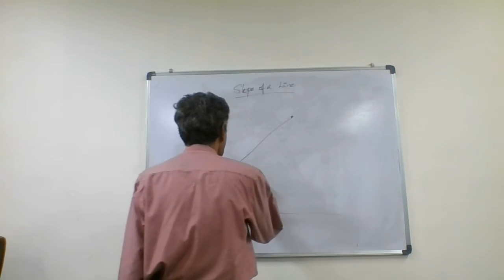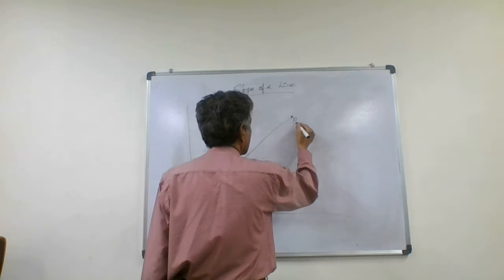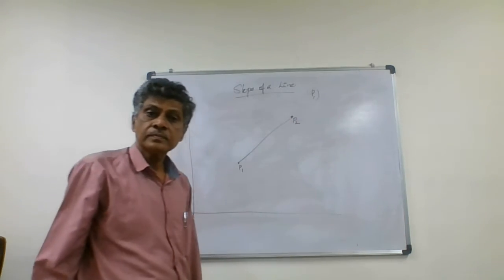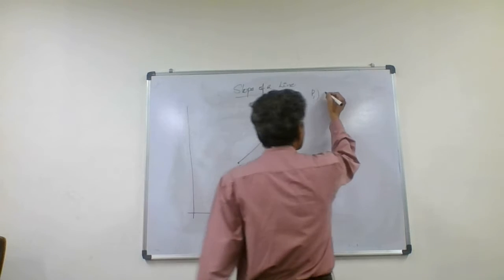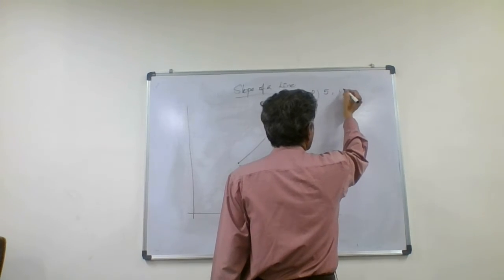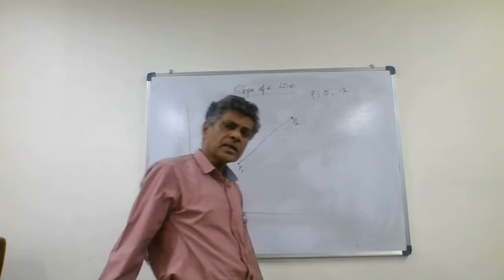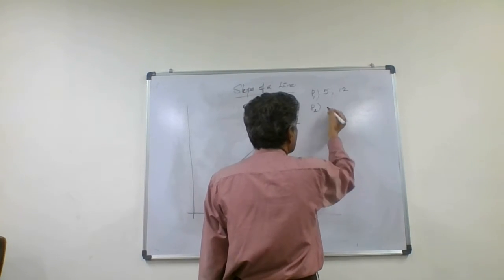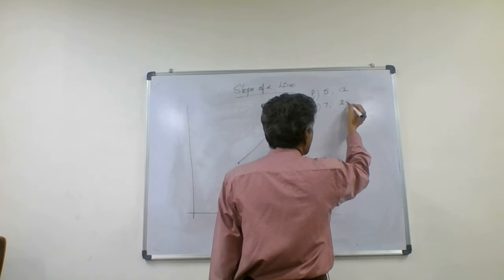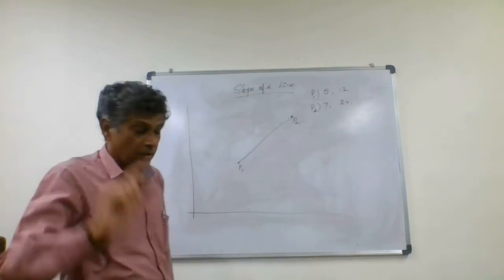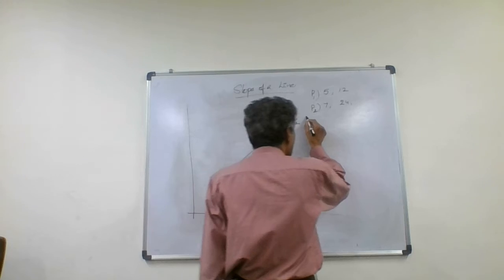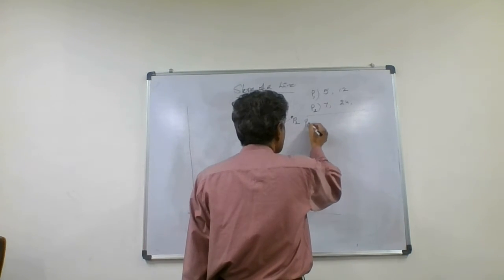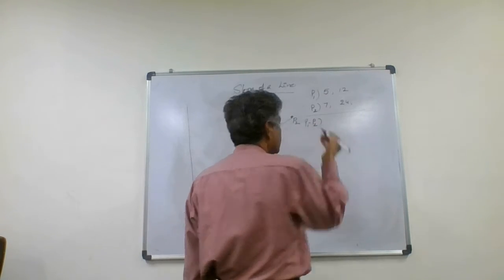So take this as P1 and this as P2. Now we write triples. P1 has some triple like 5, 12, and the third one will be 13, not required. And P2, take it as 7, 24, and the third one will be 25, not required. Now from this data, I now write the line triple. P1, P2 is the line.